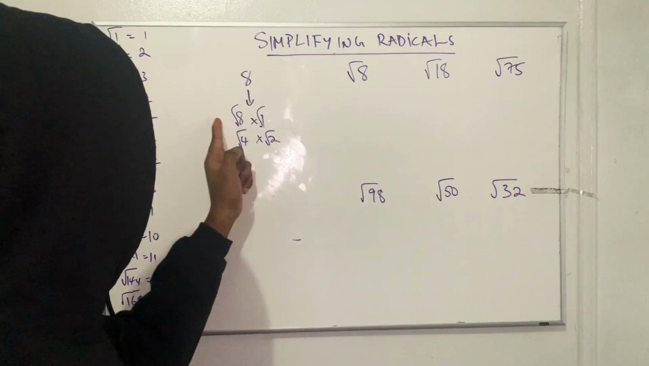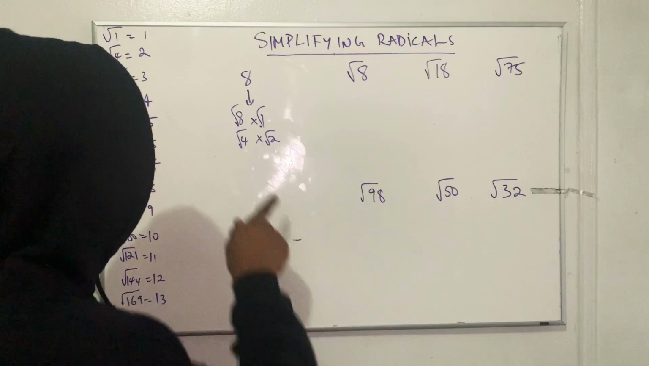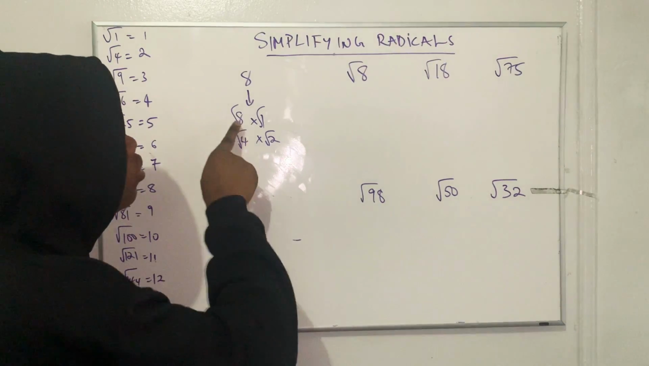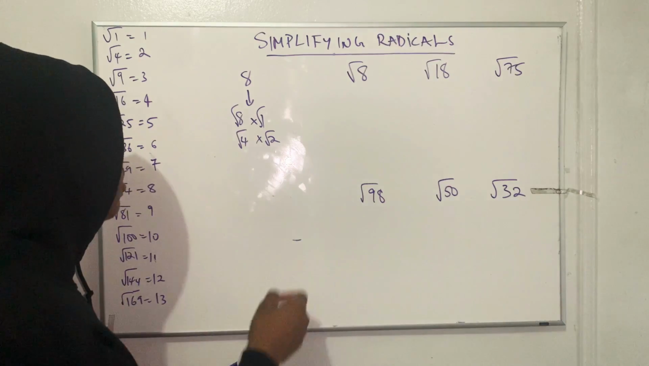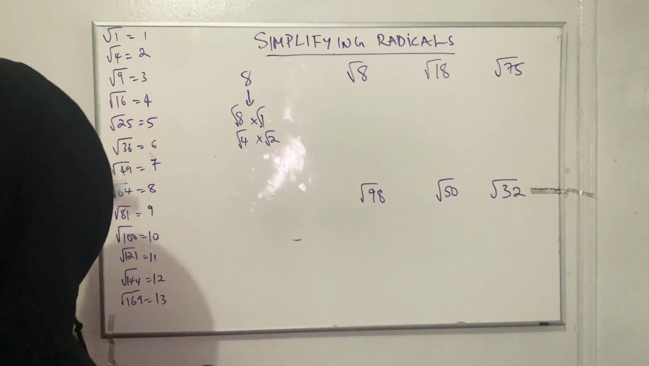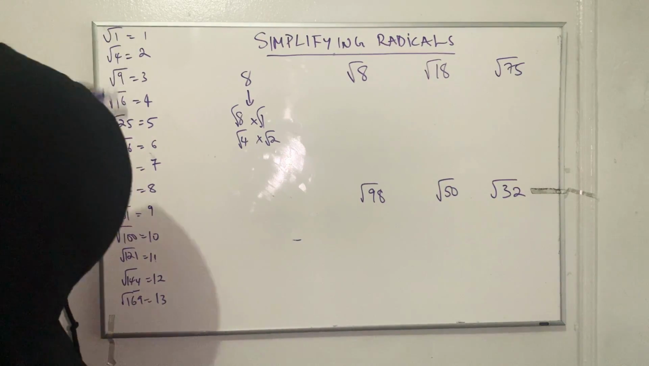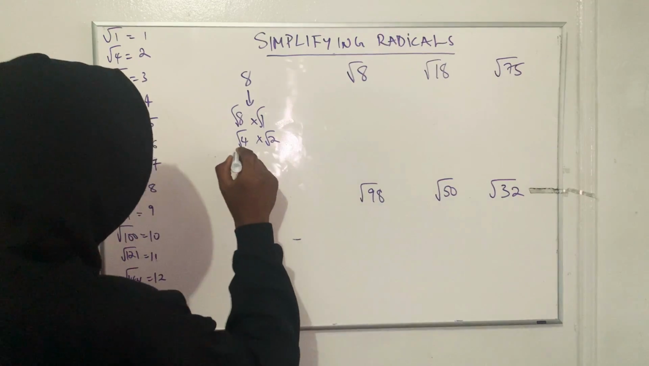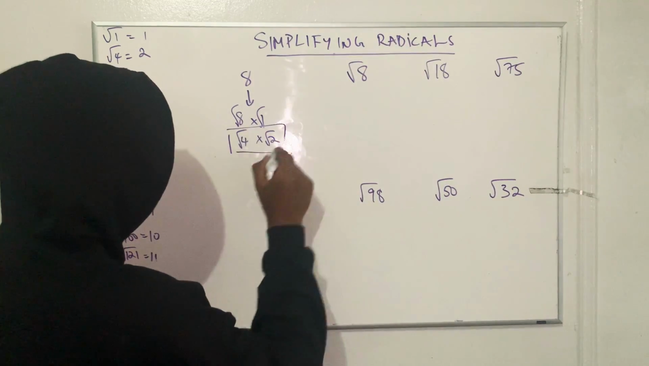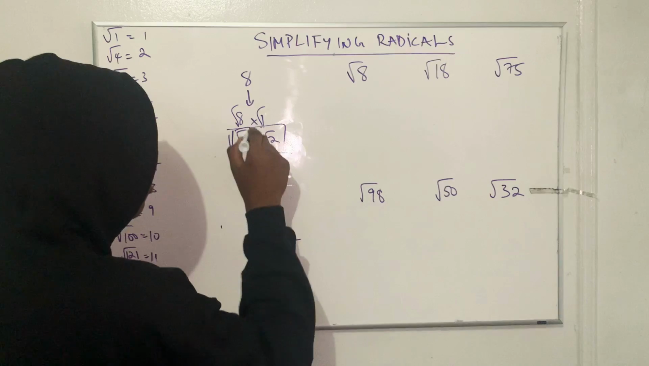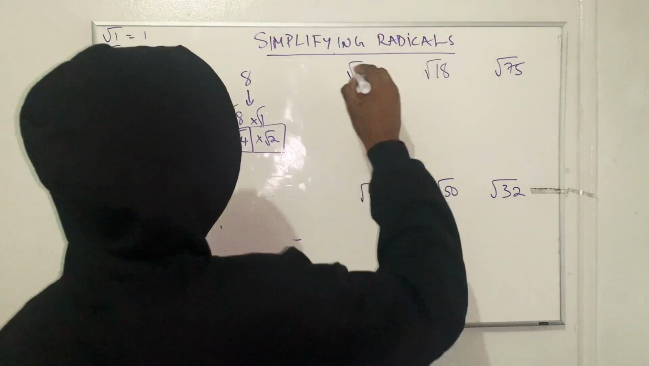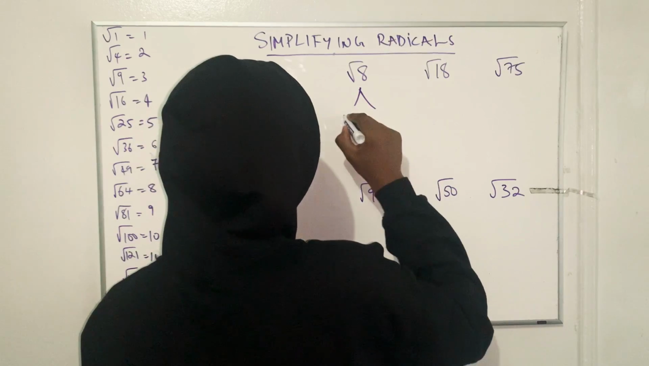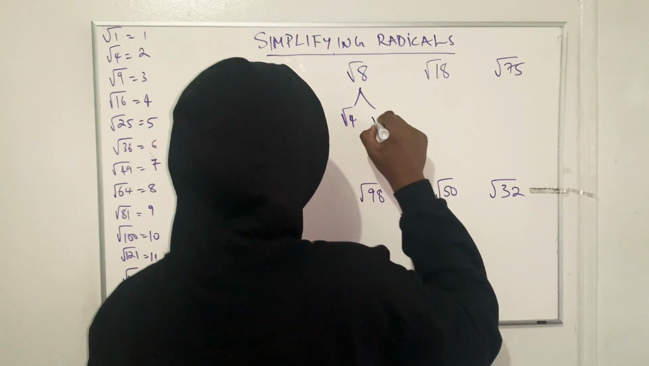In between these two, you have to look and see whether we have a perfect square inside. What do I mean by perfect square? These ones, the ones that are perfect. So in between root 4 and root 2, which one do you think is perfect? Of course, root 4 is perfect. So you're going to pick the one that has the perfect square, and break it down into root 4 times root 2.